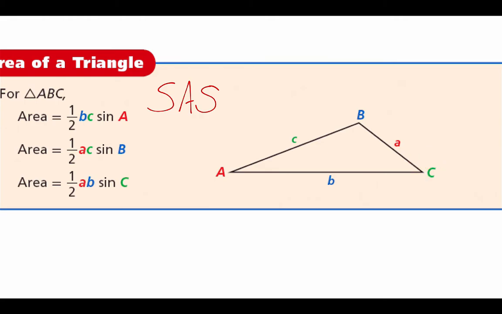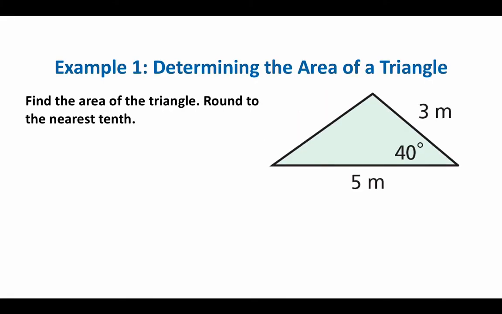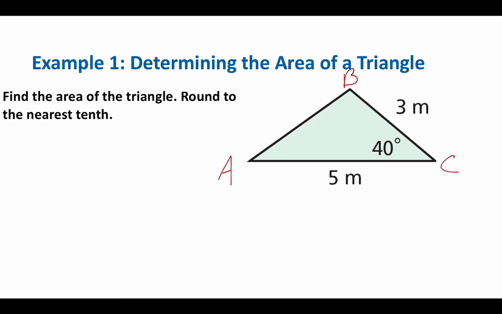So we're going to use this to help us find missing dimensions of a triangle. Looking at example 1, it says find the area of the triangle, rounding to the nearest tenth. Now we need to label these things. My go-to is to label it A, B, C. Not a big deal if you use a different order, but how we label the sides depends on how we label the angles. So if angle A is over here, side A is opposite to it, the side that it doesn't touch. That means side B is down here, and side C is down here.